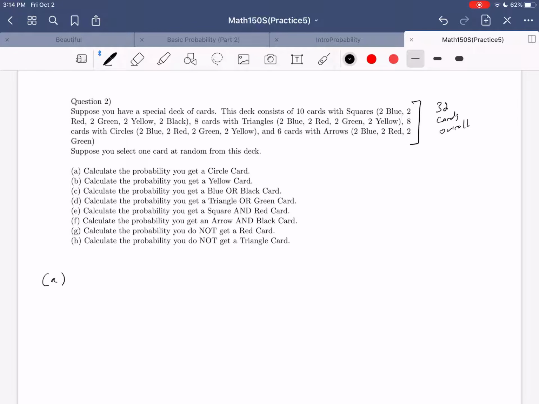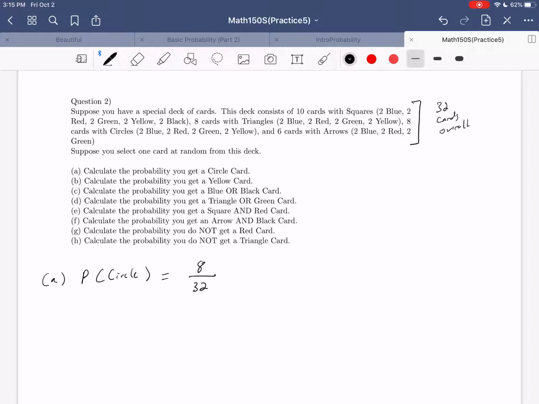Well, let's go ahead and get the probability that we end up getting a circle. So what's the chance we get a circle? Well, we know it's going to be out of 32 because there are 32 cards overall. How many circles are there? Well, we know that there are 8 circles. 2 blue, 2 red, 2 green, 2 yellow, but of course we don't care about the color, we just want it to be a circle. So it's going to be those 8 cards with circles. So 8 out of 32.